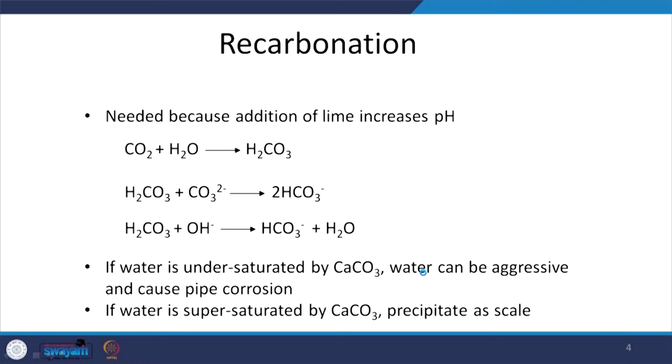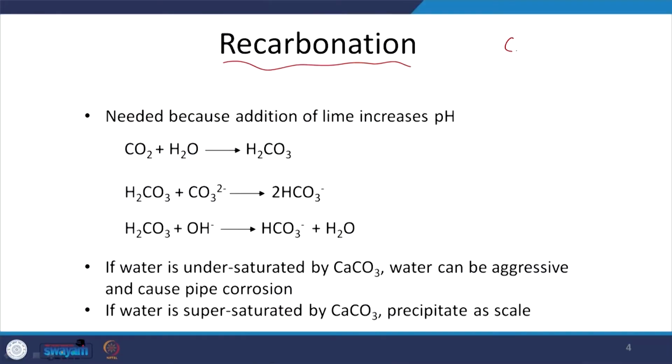So let us move on to recarbonation. I am done with removing calcium and magnesium by precipitating out CaCO3 and magnesium hydroxide. But in all this, what have I been doing? I am adding Ca(OH)2, lime. What is this a source of? It is a source of OH minus. And Na2CO3, soda ash or soda, what is this a source of? It is a source of CO3 2 minus.